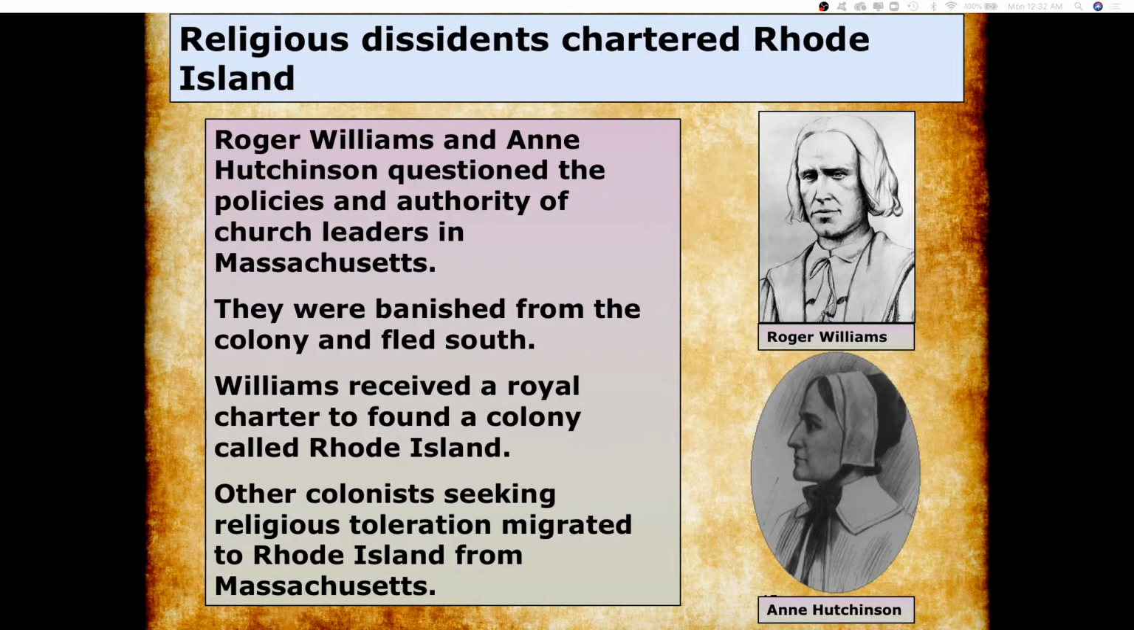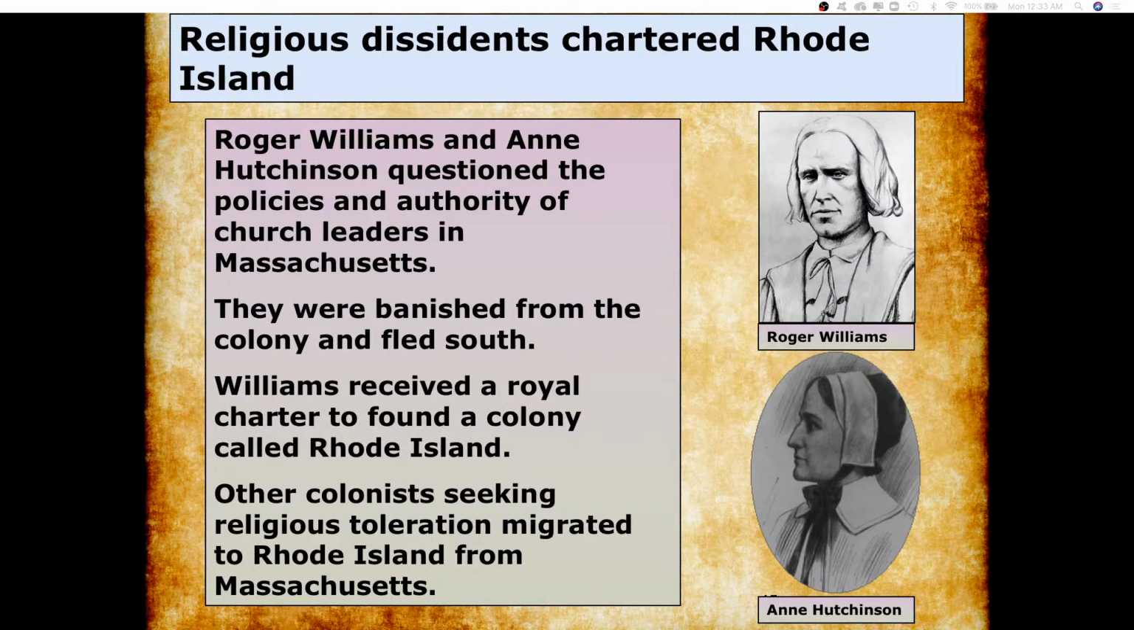They both question the authority and church leadership in Massachusetts Bay, and they are both banished on 2 separate occasions. All right, they're both going to flee down south. Roger Williams is going to establish the colony of Providence, which will end up becoming Rhode Island. Anne Hutchinson will make it to Portsmouth, but she dies in the wilderness.